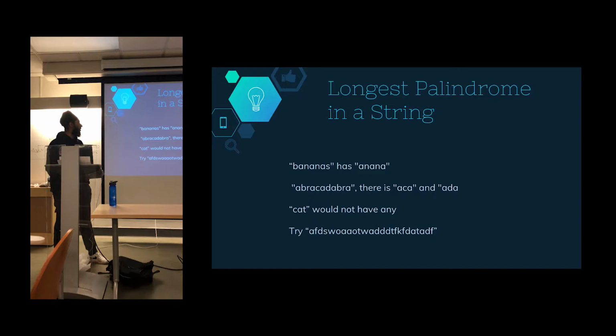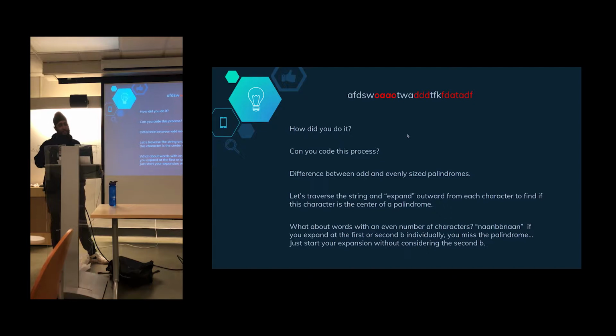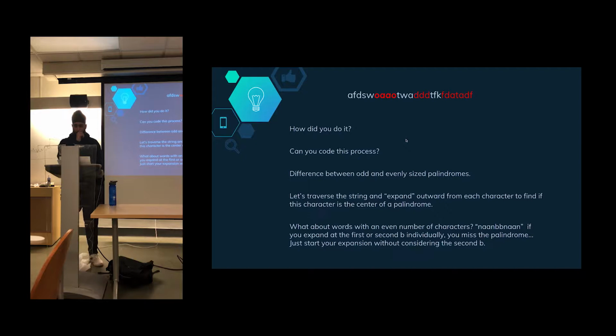So, right, and also this is the answer for the last string. So how would you do this? And then how you would code this process, right? And one thing you might want to consider is the difference between odd and evenly sized palindromes, right? So going with what Brian said, we're going to start by traversing the string. And at the very least, you know you have to traverse through the string.